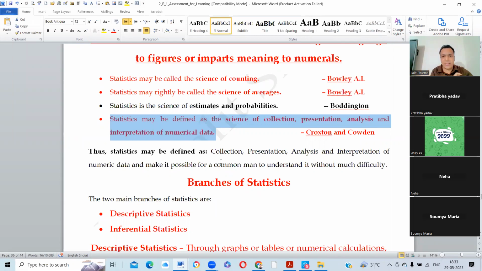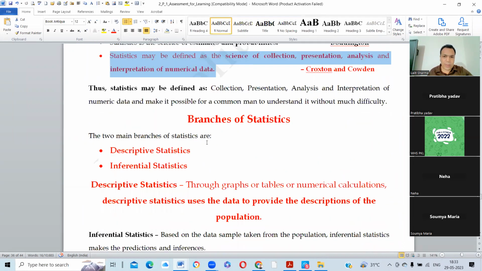the numerical figures, right? So now we talk about statistics. You have come to know statistics means averages, right? Statistics is a branch of mathematics which gives the language to the figures, and basically statistics is defined as a science of collection, presentation, analysis, and interpretation of data. These 4 steps you have to remember.